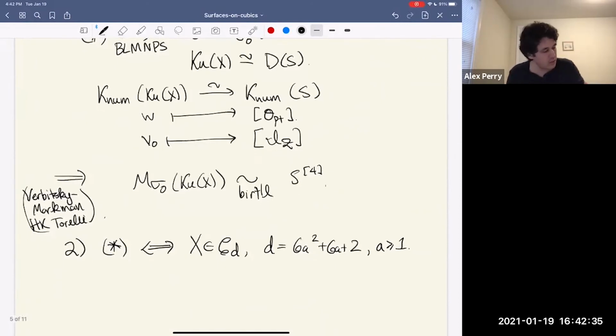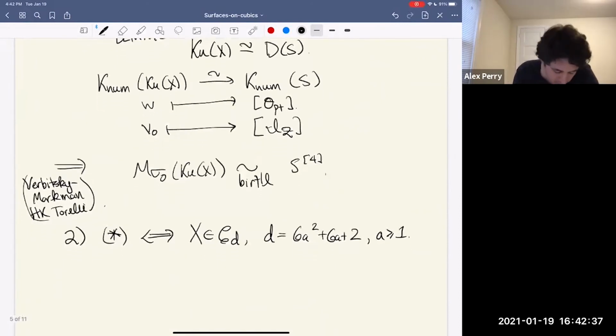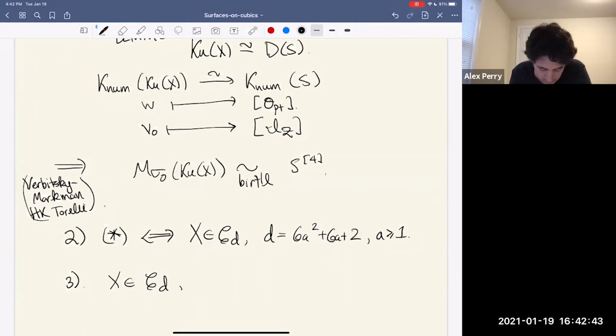So again, that's just a computation. And now what's the third step? The third step is let's consider an X in C_D, where again, D is 6A squared plus 6A plus 2. And I'm going to consider A bigger than 1. You can kind of ignore A equals 1. And let's assume that this is very general.